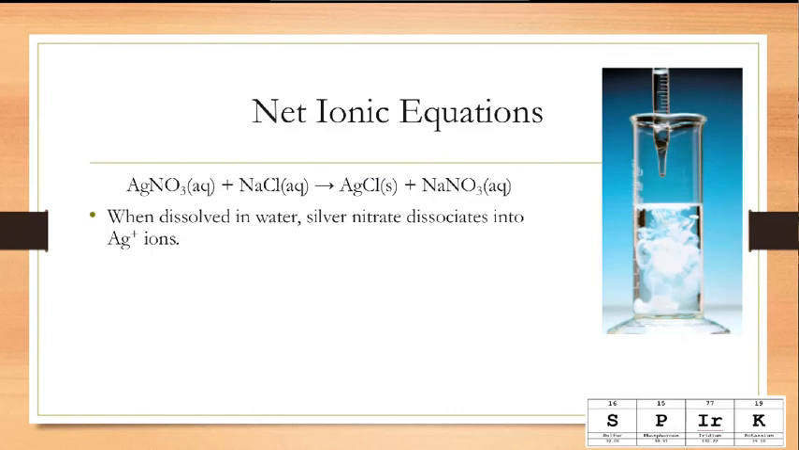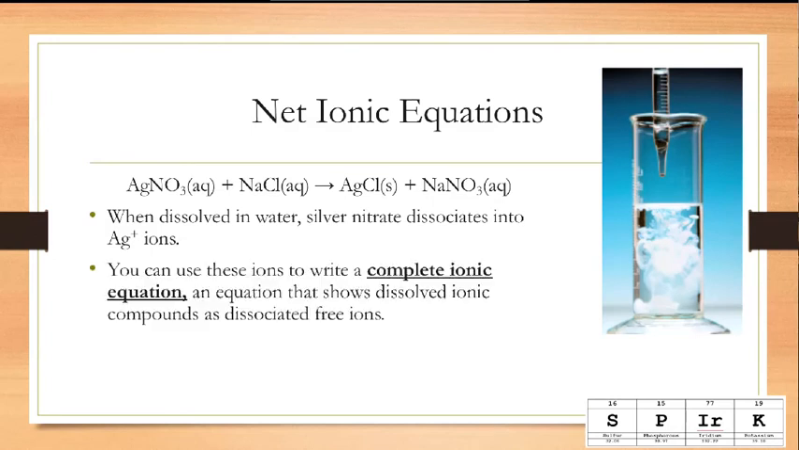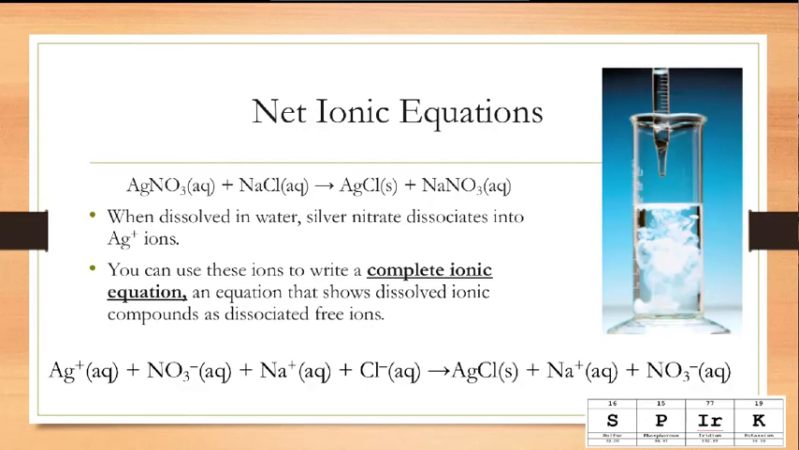So if we look at this equation, when it's dissolved in water, silver nitrate dissociates into the silver ions as well. And you can use these ions to write a complete ionic equation, an equation that shows dissolved ionic compounds as dissociated free ions. So when we look at this equation, all we did was separate all of our aqueous ionic compounds. We broke up AgNO3 into Ag+ and NO3-. Sodium chloride is now Na+ and Cl-, and it yields silver chloride, which is our solid, so we're going to keep that together, plus Na+ and NO3-.